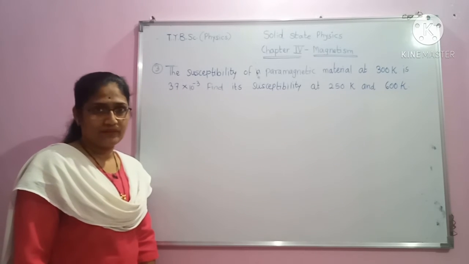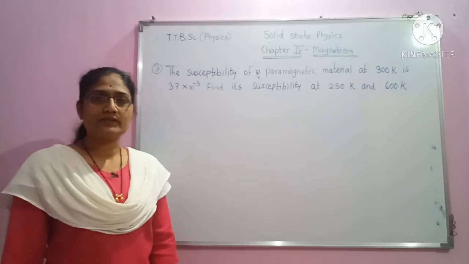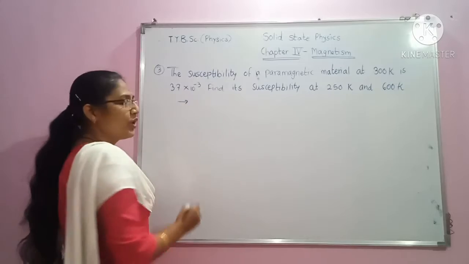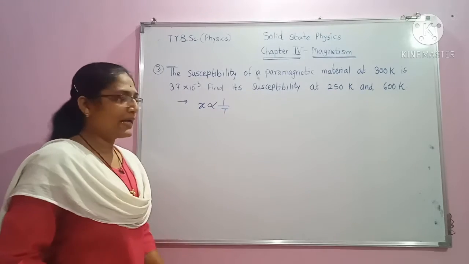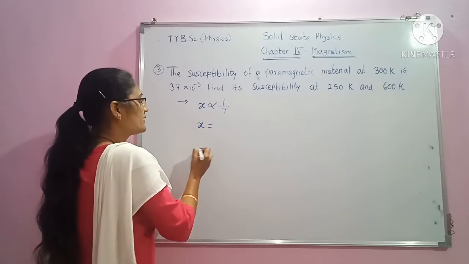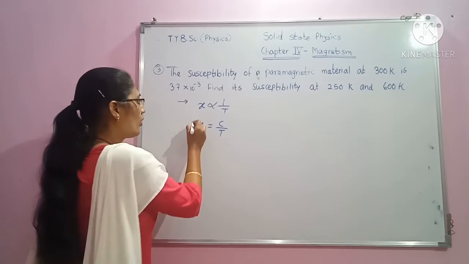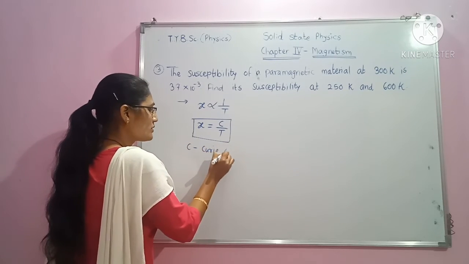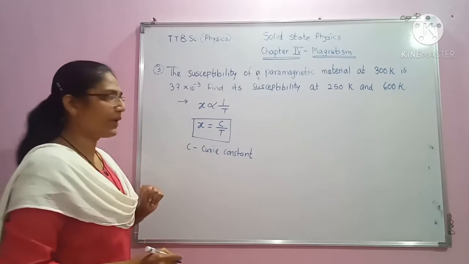In this chapter, we have seen various types of magnetic materials, that is diamagnetic, paramagnetic and ferromagnetic materials. In case of paramagnetic materials, we know that the susceptibility is inversely proportional to temperature. As temperature increases, susceptibility decreases, and hence susceptibility is equal to C upon T. This is the formula of susceptibility, where C is the Curie constant and T is the absolute temperature.